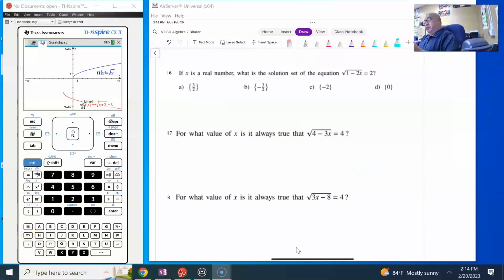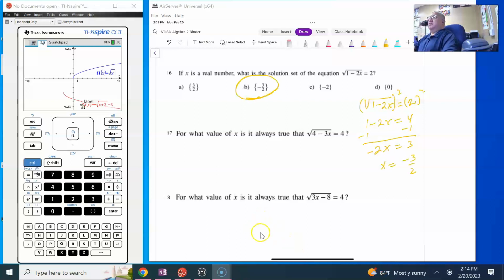16. What is the solution for this equation? We have the square root of 1 minus 2x equals 2. You square both sides. 1 minus 2x equals 4. Subtract 1, subtract 1. So negative 2x equals 3. So x equals -3 over 2. So the answer is B. And if you want to check, all you would have to do is substitute.